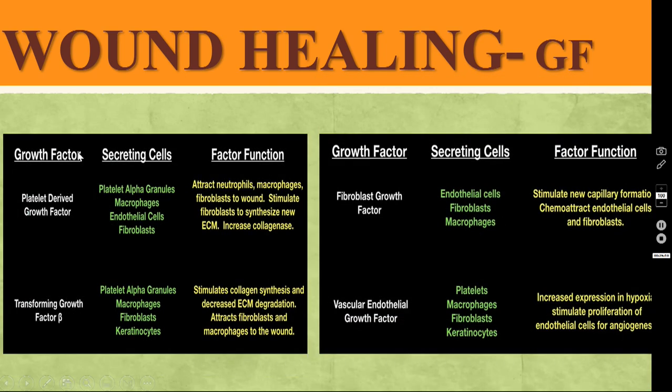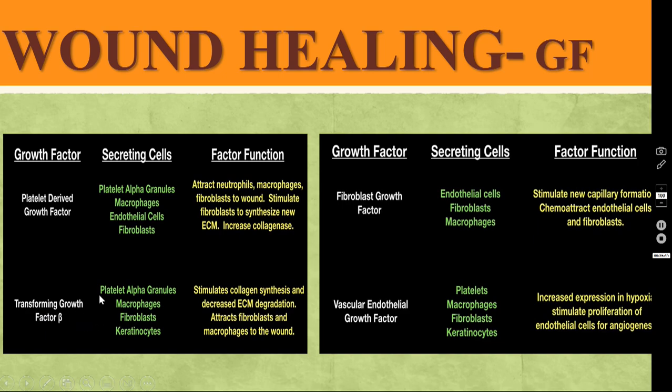Coming to the growth factors, only 4 are very important. The platelet-derived growth factor is secreted by the platelet alpha granules, macrophages, endothelial cells, and fibroblasts. And what is the function? It attracts neutrophils, macrophages, fibroblasts to the wound, stimulates fibroblasts to synthesize new extracellular matrix and increases the collagenase.